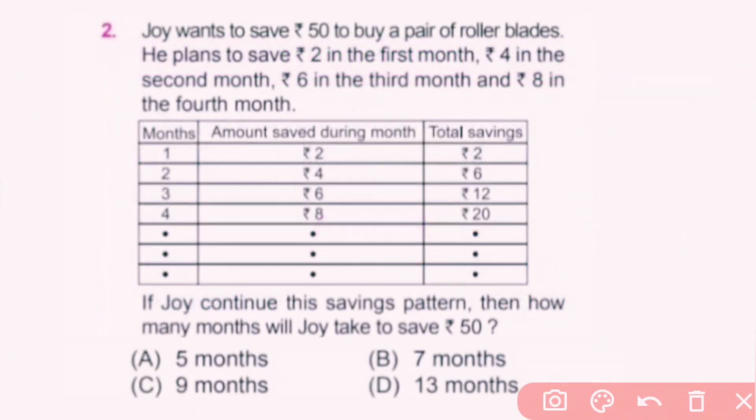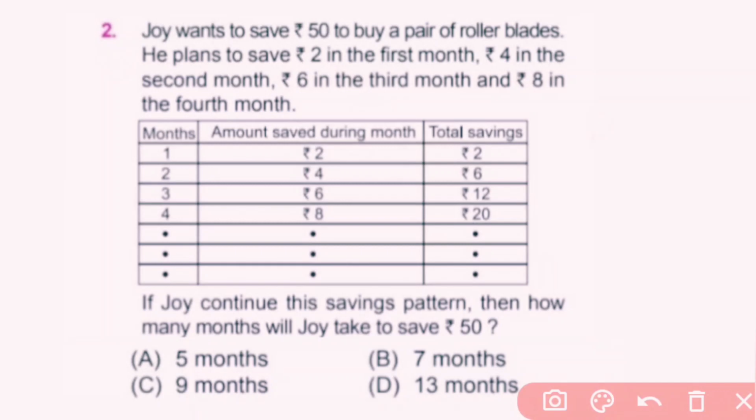Question number 2. Joy wants to save rupees 50 to buy a pair of roller blades. He plans to save rupees 2 in first month, rupees 4 in second month, rupees 6 in third month, and rupees 8 in fourth month. If Joy continue this saving pattern, then how many months will Joy take to save rupees 50?